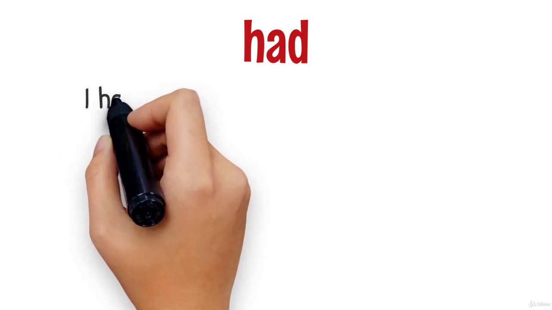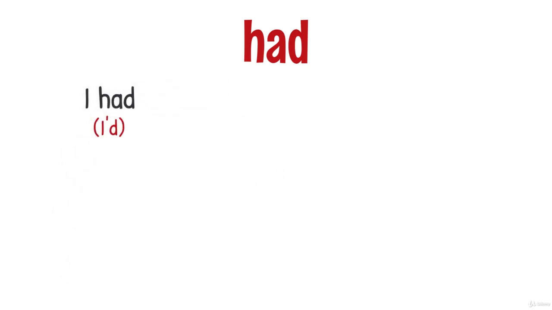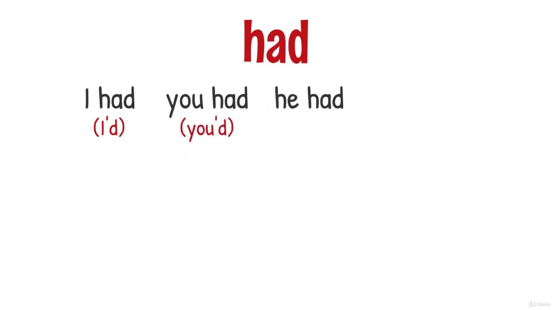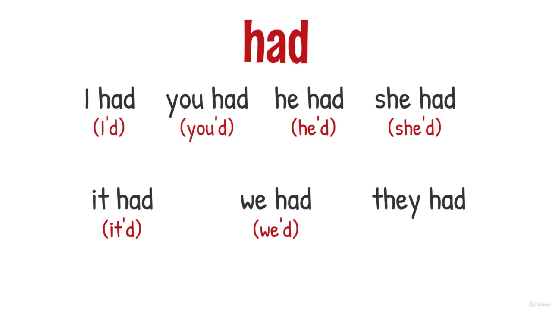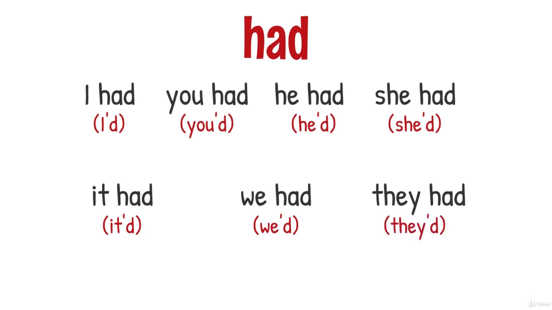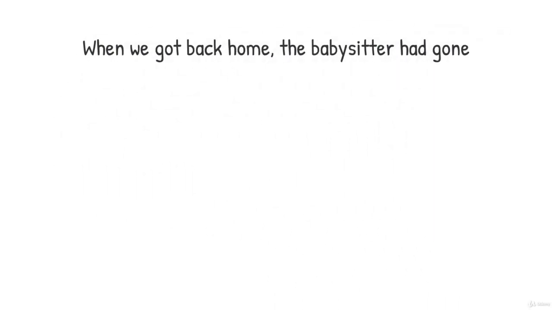And we often use contracted forms of had. I had, I'd. You had, you'd. He had, he'd. She had, she'd. It had, it'd. We had, we'd. They had, they'd. For example, when we got back home, the babysitter had gone.